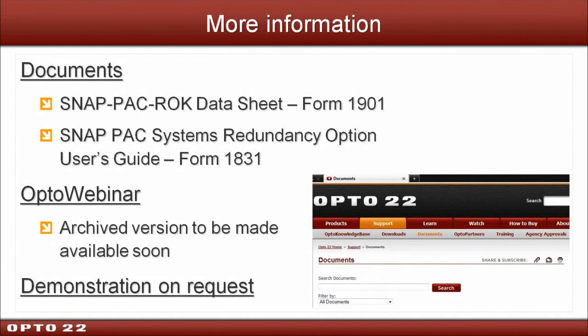There's also a data sheet on the SNAP PAC Redundancy Option Kit, those hardware items I discussed earlier, including the arbiter and the remote power supply switch. That's a Form 1901. Also, we'll be archiving this webinar so that you can listen to it at another time as an archived version. But also, feel free to dial in to Opto at 800-321-6786 and request a demonstration. We'd be happy to demo the redundancy option with you personally over this same technology that we're using for this webinar. And with that, I think we can take some questions.